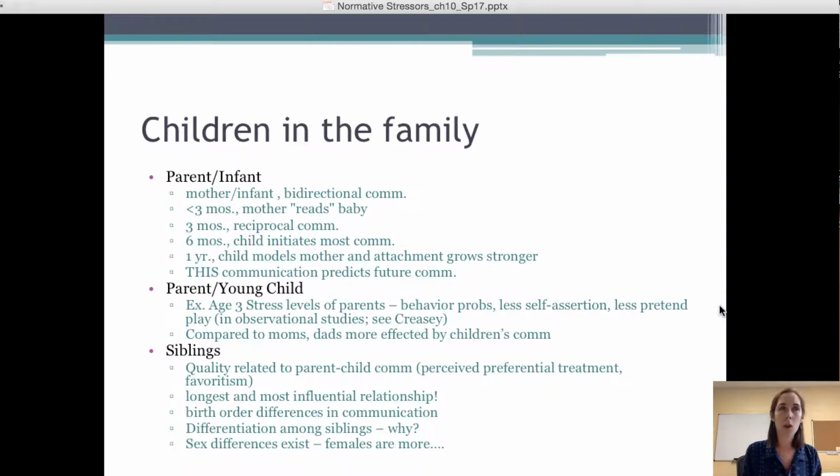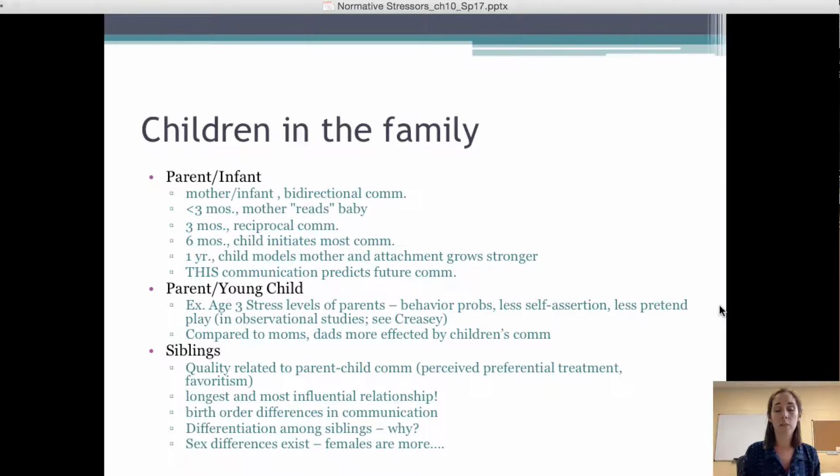Now, I think many scholars would say, what? Parent-child is the most influential. But when you think about the amount of time you know your sibling and how a lot of messages that your parents give are really impacted by the sibling bond or reinforced or not, you can see why it would be called the most influential relationship. It's hard to really prove that empirically, but it is certainly the longest for most people.